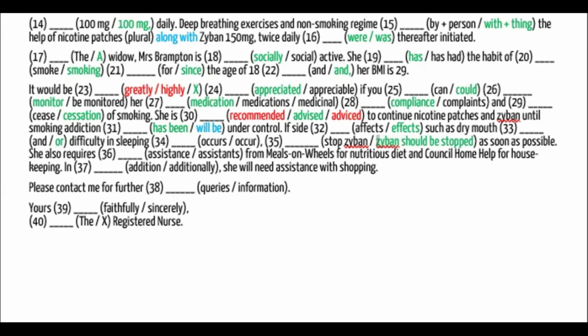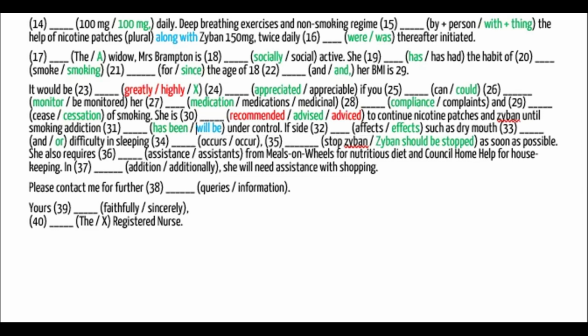Saiban. Oh, once again? Ziban. Ziban, my God. Sir, what about 34? 34, where is it? Occurs or occurs. Okay, fine. Yeah, that's good. Such as dry mouth or. There is or here, remember.